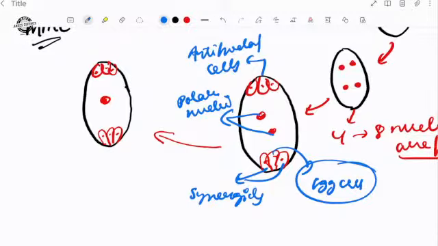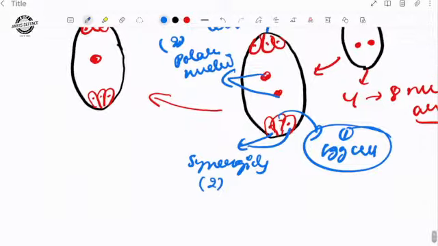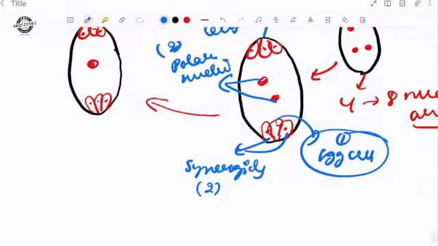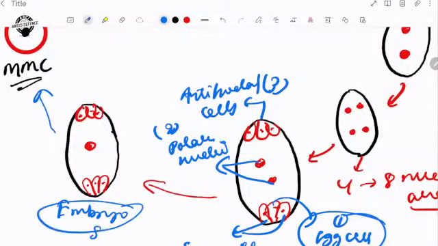So how many synergids are we having? Two. Three antipodal, two polar nuclei, one egg cell. Understood? 3 plus 2 is 5, plus 2 is 7, plus 1 is 8. This is the development of the female gametophyte we are observing. This is the embryo sac, the complete embryo sac, in which the complete arrangement of cells has happened. Understood?